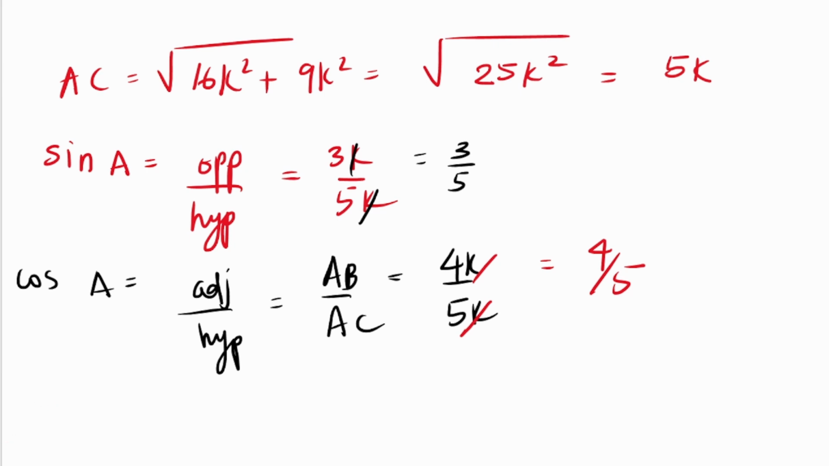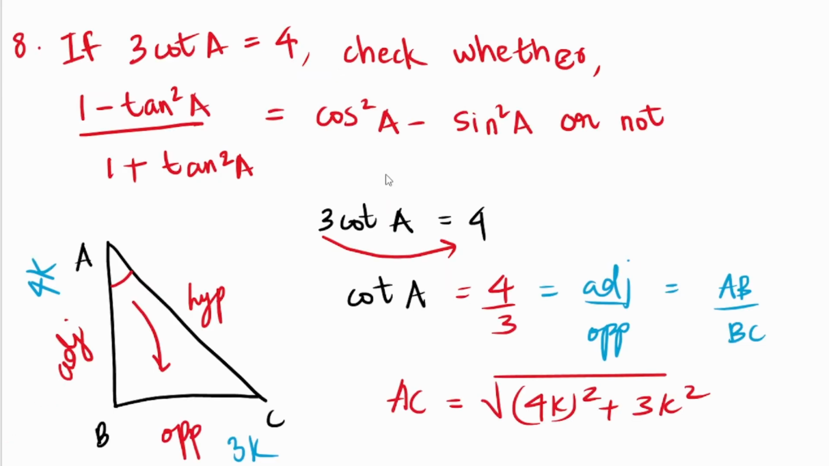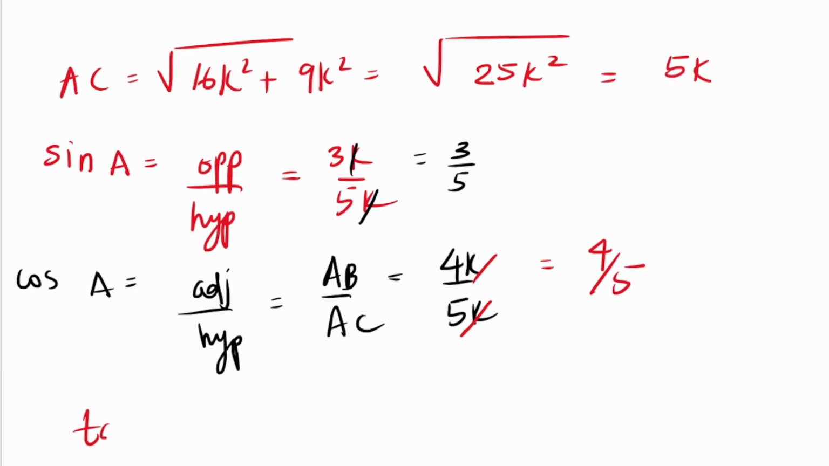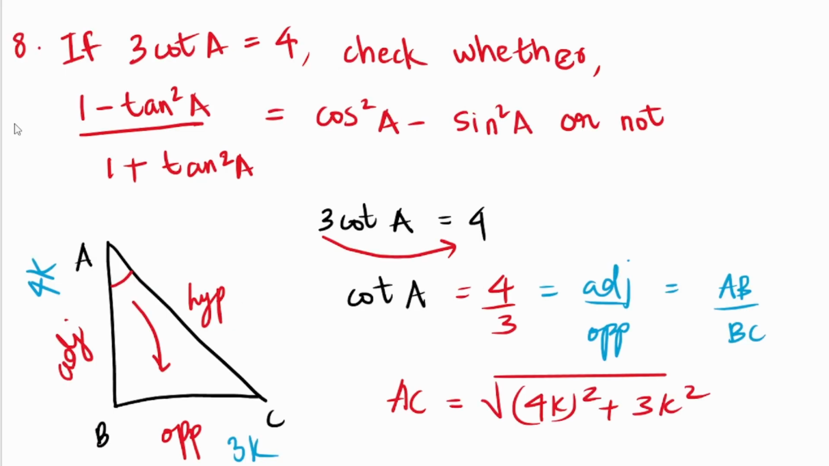Now tan A is nothing... wait a minute, you need to find the value of tan A, right? Tan A is nothing but 1 by cot A. Cot A is given as 4 by 3, so tan A will be 3 by 4. So we found out the values of sin A, cos A, tan A. Now getting into the main part of the question. We have to check whether 1 minus tan square A divided by 1 plus tan square A is equal to cos square A minus sin square A.